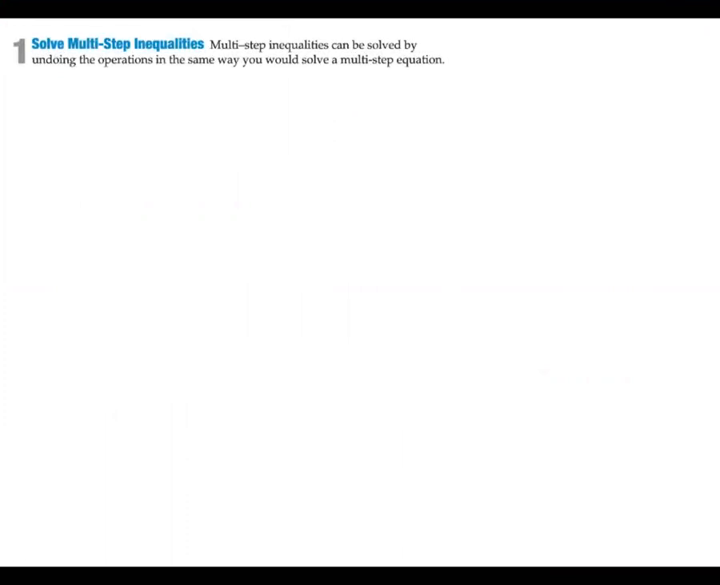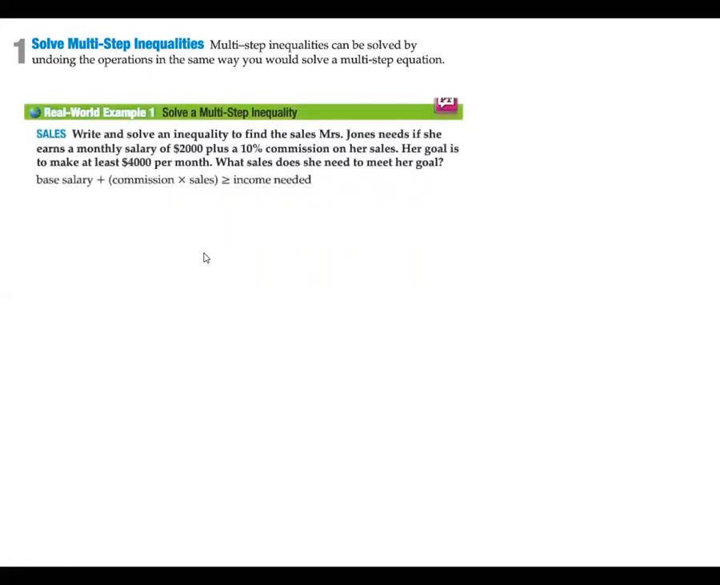So in solving multi-step inequalities, you can solve them by undoing the operations in the same way you would undo them to solve a multi-step equation, similar to like reverse order of operations. So we're going to write an inequality for this one and then solve it.